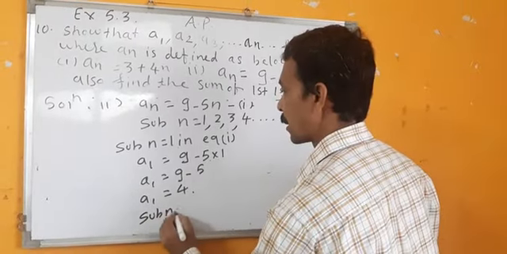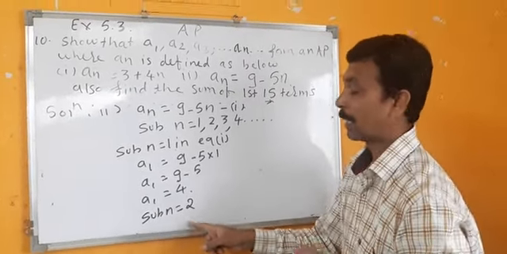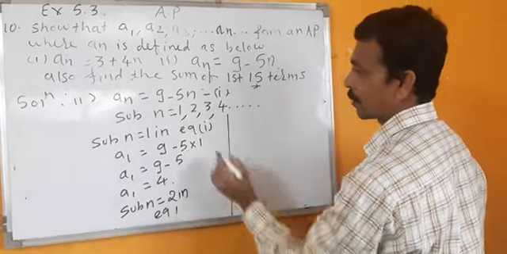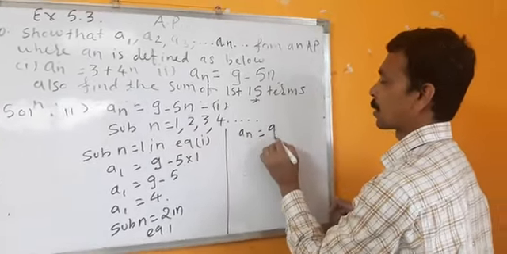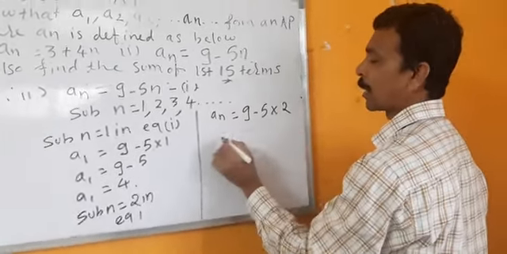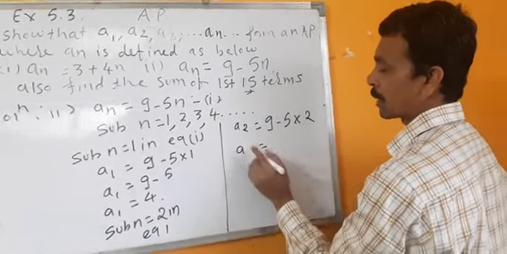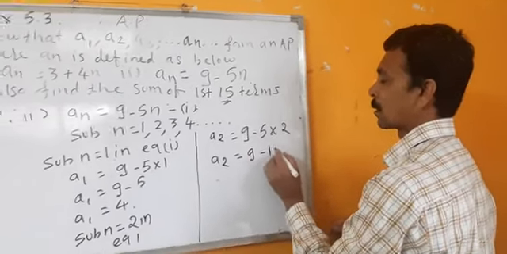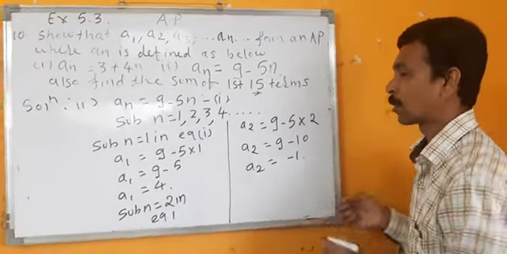Now substitute n equals 2 in equation number 1. What is equation 1? an is equal to 9 minus 5n. So 9 minus 5 into n. n is 2 here, so instead of an we call it A2, because we have to find A2. 9 minus 10. A2 is equal to minus 1.